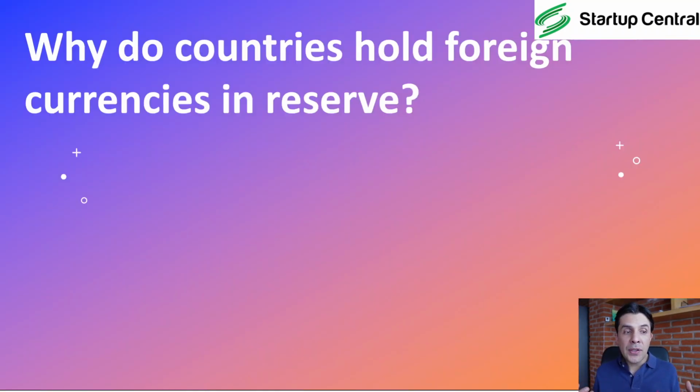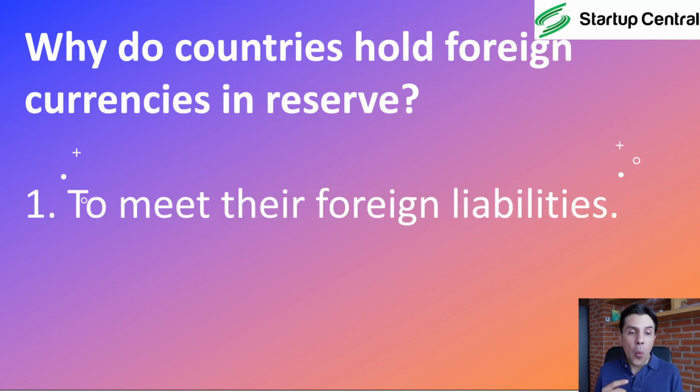So why do countries hold foreign currencies in reserve? Okay, one is, as we already explained, to meet their foreign liabilities. So they have loans, the IMF lends the country money with an interest rate, and then oftentimes it's hard to repay, but they will be plugged to the cogwheel of the US dollars. So they will need to buy US dollars.